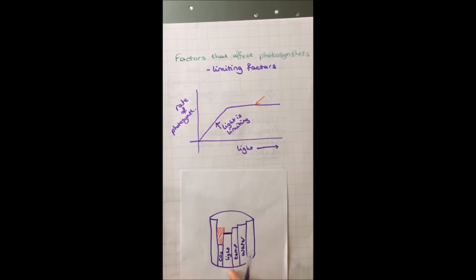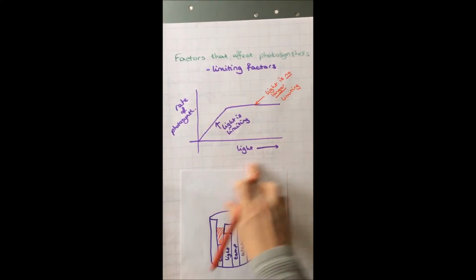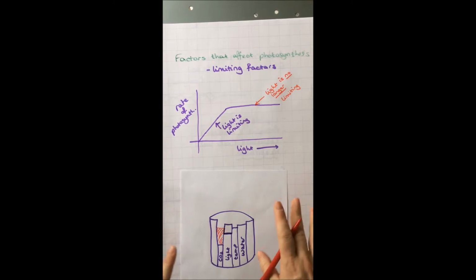So let's say back on my barrel here, my light is my limiting factor to there, and then if my light were raised, say it were raised to there, all of a sudden it's no longer light that's limiting. Now it's either my carbon dioxide or it's my temperature, whichever of those were the lowest. So light is no longer limiting. So they could give you this graph for any of the different limiting factors.